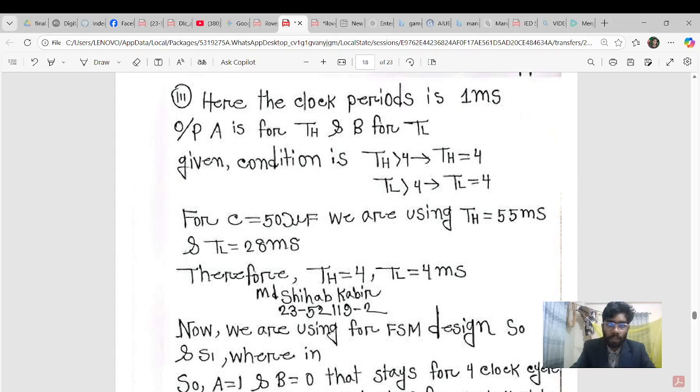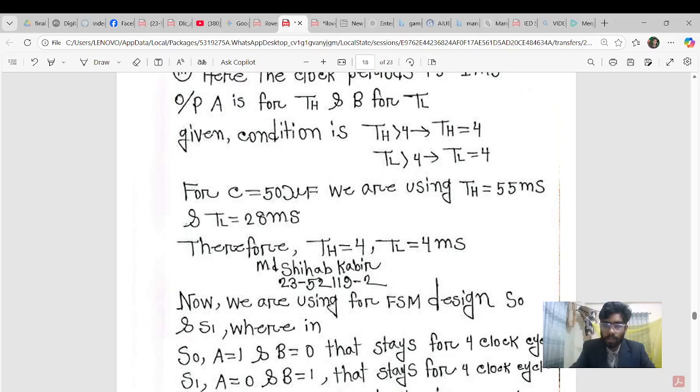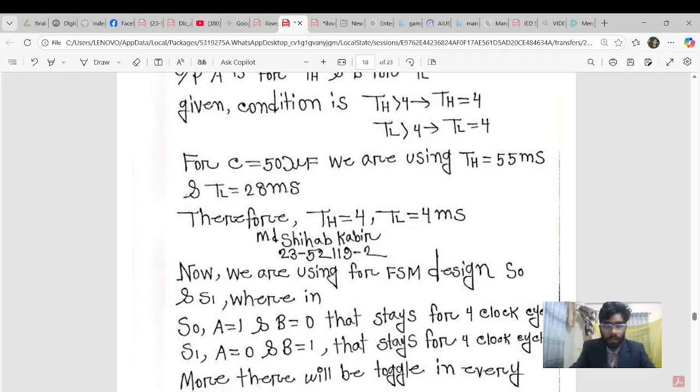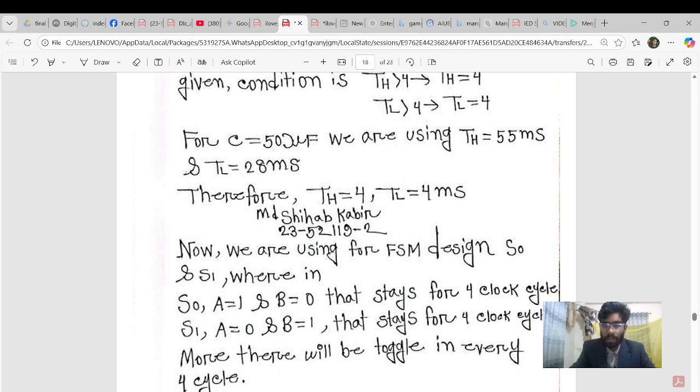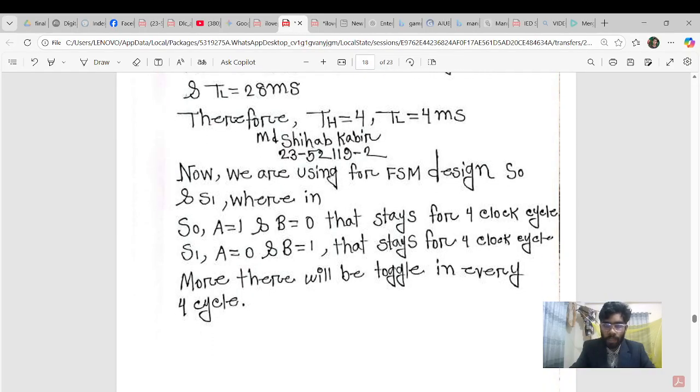Now it is my third question solution. Here the clock period is 1 millisecond. Output A is for TS and B for TL. The given condition is TS greater than 4, TS is 4, TL greater than 4, TL equal 4, for capacitor equal 15 microfarad. We are using TS is 55 millisecond and TL 28 millisecond. Therefore, TS is equal 4 and TL equal 4, according to the above condition.